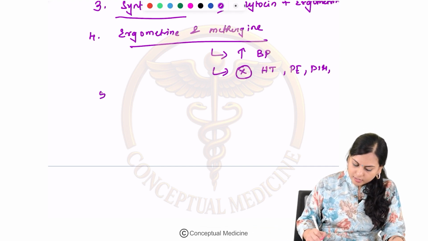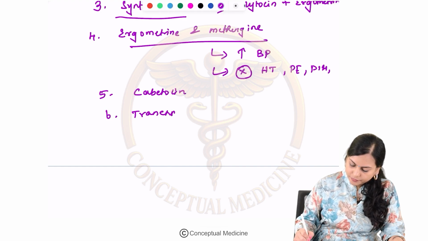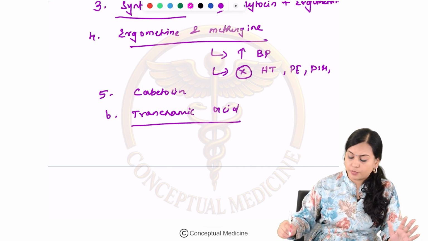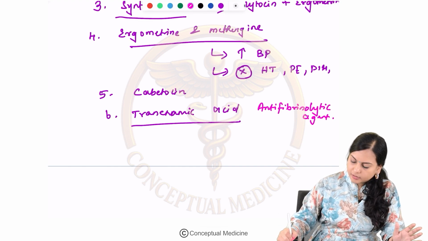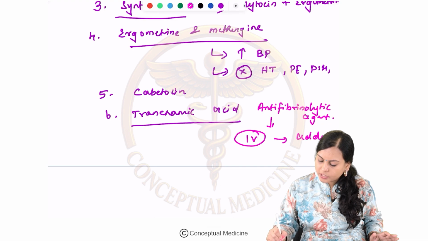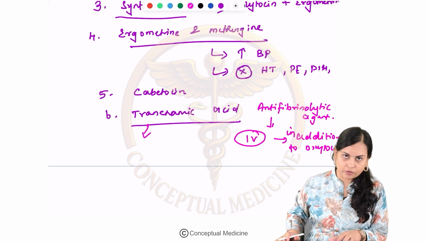Okay. And the next thing we can go is we can give carbetocin, or we can even go for tranexamic acid. Okay, tranexamic acid. See, tranexamic acid is an antifibrinolytic agent. Okay, it is an antifibrinolytic agent, and this is mostly given as IV. Mostly this is given in addition, okay, to oxytocin. Okay, and prophylactic use of tranexamic acid is not recommended.